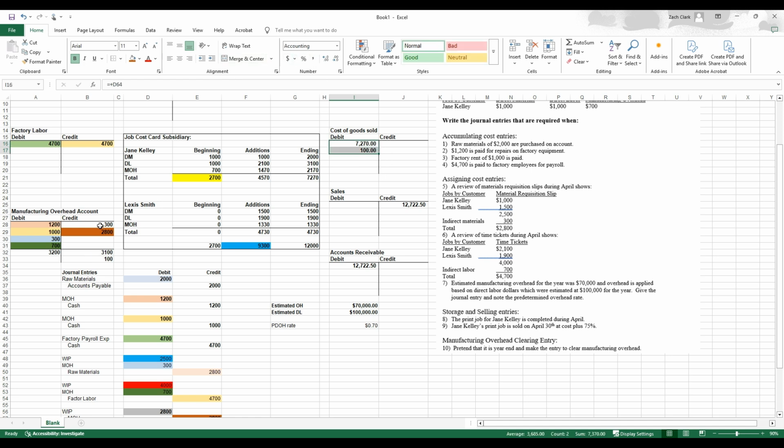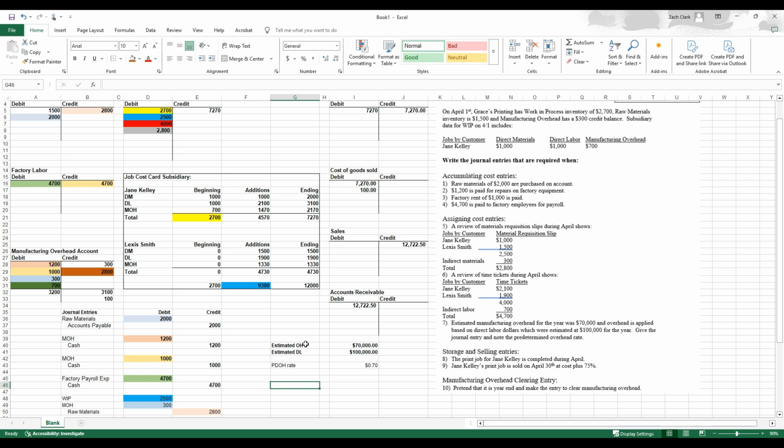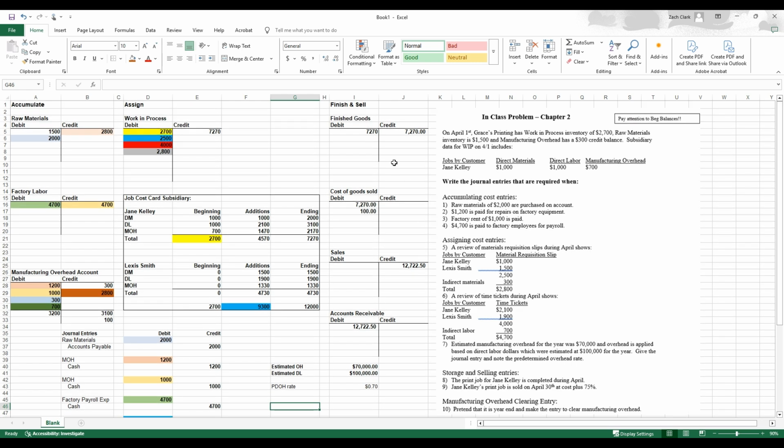If we had applied more overhead than we actually spent, that would be favorable, and then we would be debiting the manufacturing overhead account and crediting cost of goods sold, which would reduce cost of goods sold. So the expense goes down. We would earn more revenue, more profit. So that's step number 10, essentially. And that basically brings us to the end of the problem.